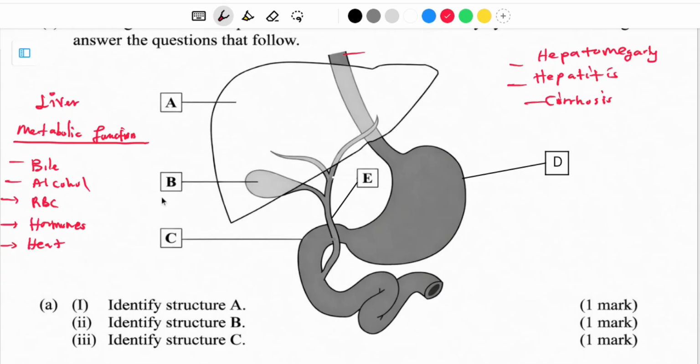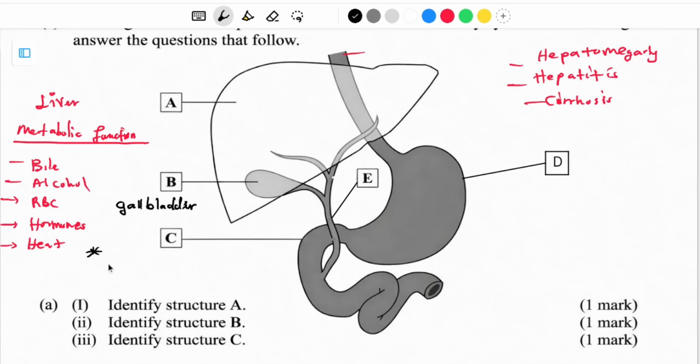Then we have B, which is the gallbladder. So the function of gallbladder is to store bile. So the function of gallbladder is to store what? It is to store bile. This gallbladder is storing bile.